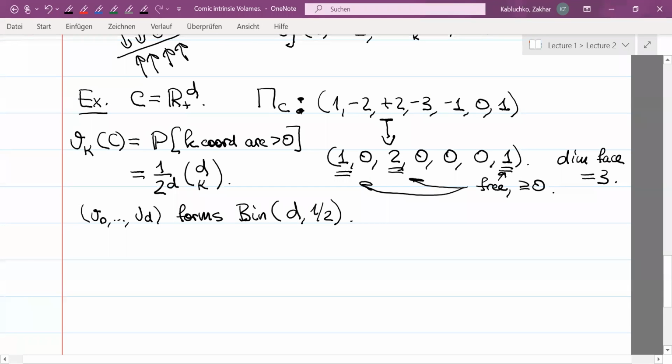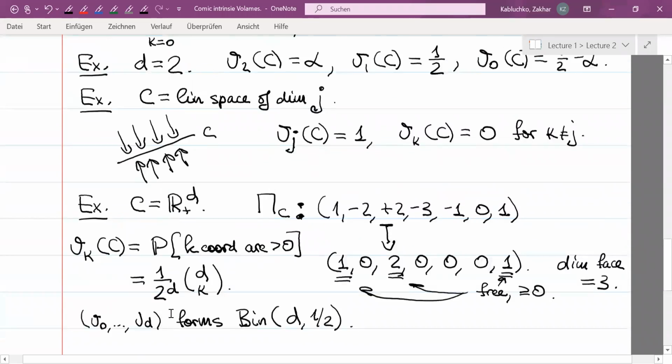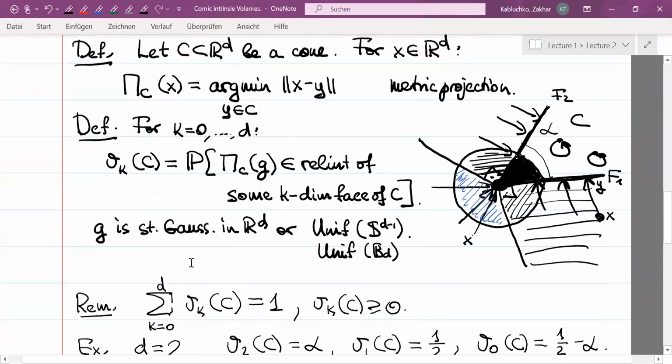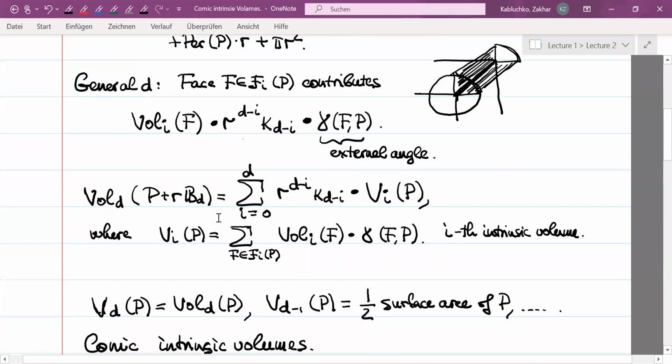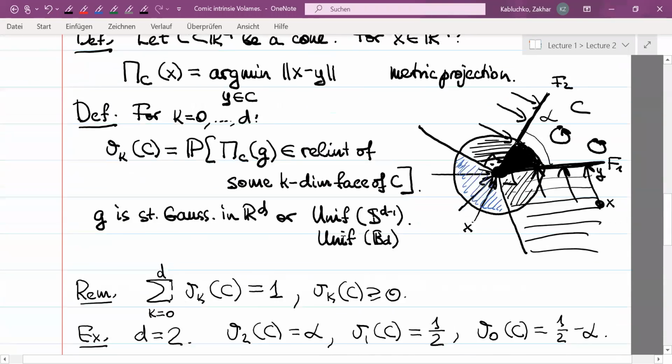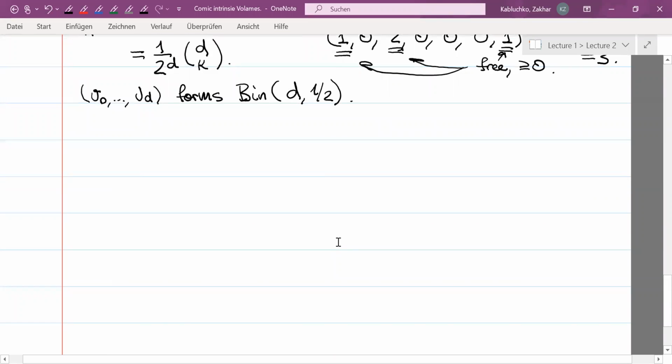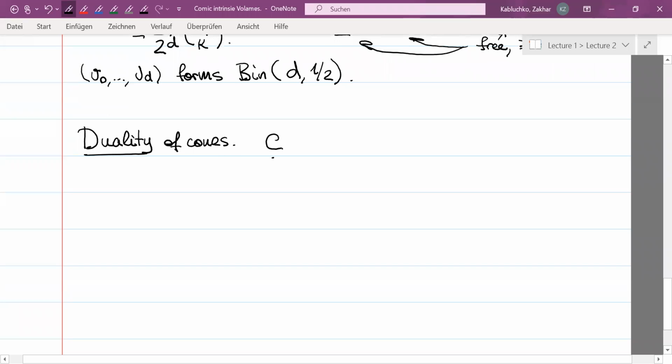Now I'm going to introduce a formula or a way to compute these intrinsic volumes, which is somewhat similar to the definition of the usual intrinsic volumes, which was given here. So I want to find a conic analog of this formula, which will be useful later. And to this end, we need to introduce the important concept of duality for cones. So, duality of cones.